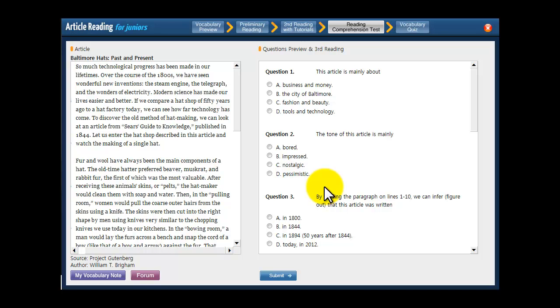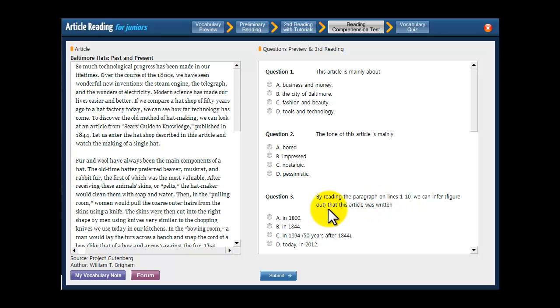This is Neil, and today we're going to talk about this article about hat making in the 19th century. The first question we will look at today is number 3. Scroll down to it. By reading the paragraph on lines 1 through 10, we can infer that this article was written when. So when was this article written, based on information in the first paragraph?